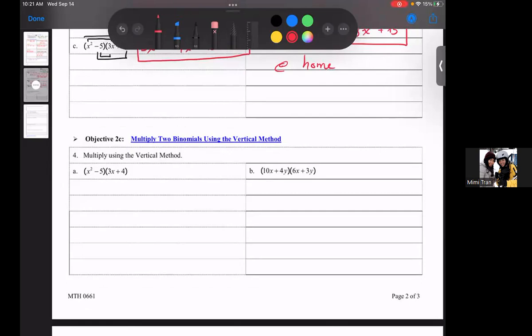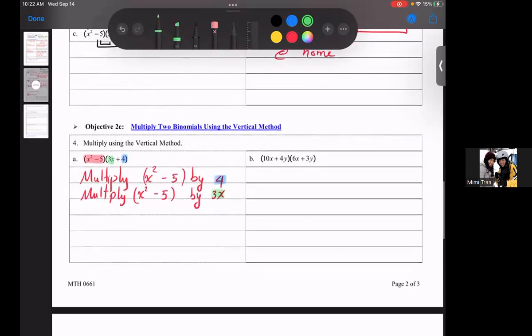All right. So what I'm going to do is like this. I'm going to keep the first binomial, and then multiply. I'm going to multiply x squared minus 5 by 4 first, by that number 4. And then I do the same thing. I'm going to multiply x squared minus 5 by 3x. This one right here. Right, so let's do that vertically.